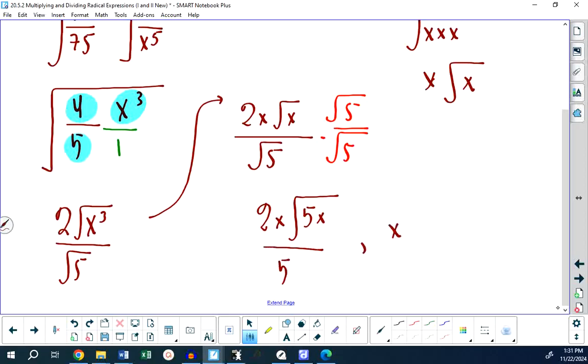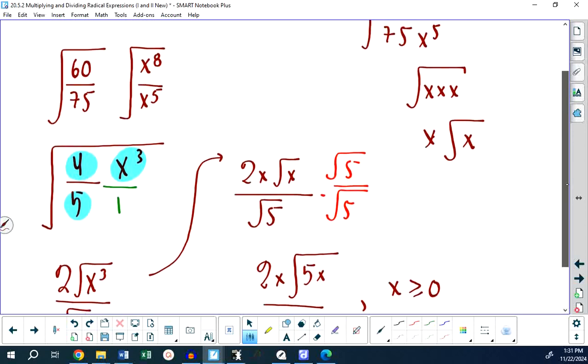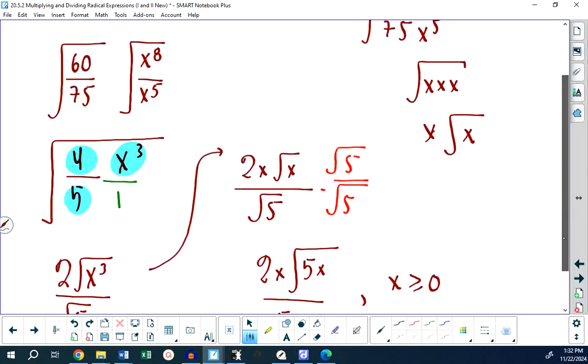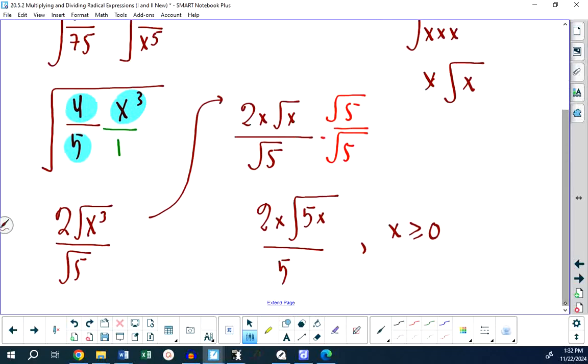Not that it really matters, but x must be greater than or equal to 0, because in the original expression, there's an x to the 5. And if x were negative, x to the 5 would be negative, and you cannot take the square root of a negative. Any questions with that example? All right.